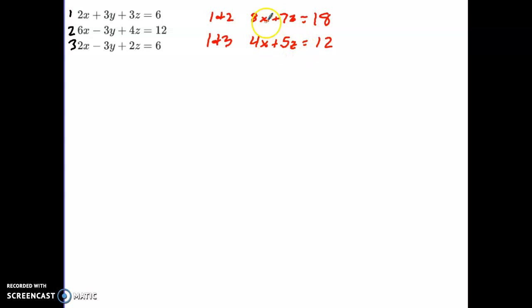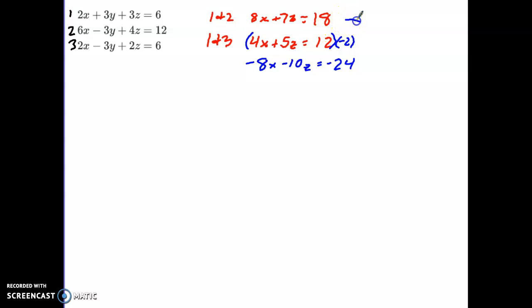Now I need to get rid of either my x's or my z's next. And we can see that getting rid of the z's is kind of difficult. 5 doesn't go into 7, but 4 does go into 8 over here, so we can get rid of the x's first. In order to do that, I'm going to have to multiply my bottom equation by a -2. So that gives me -8x minus 10z equals -24.